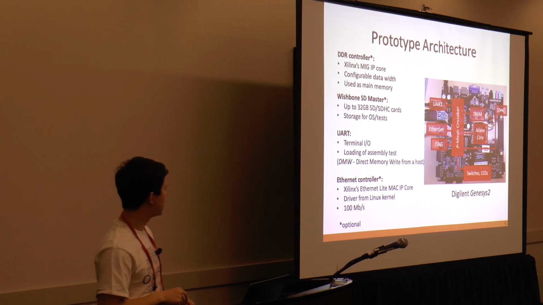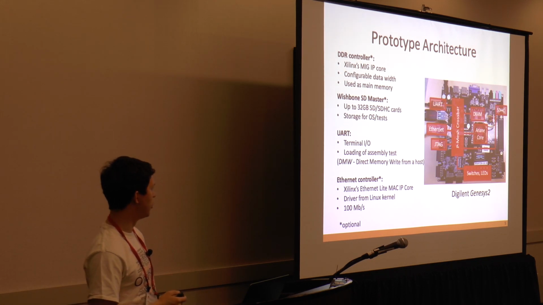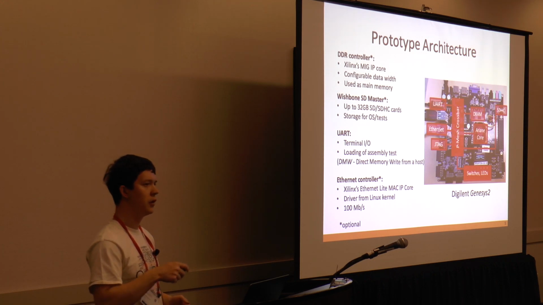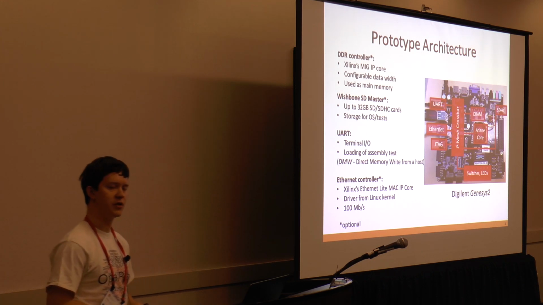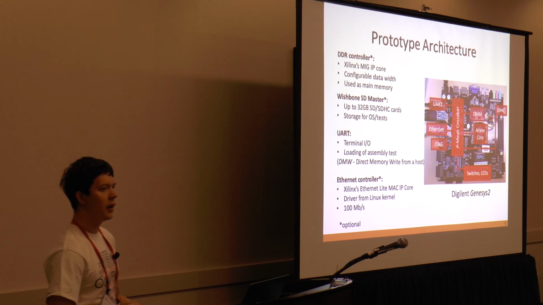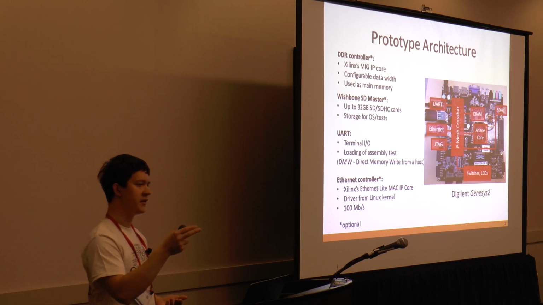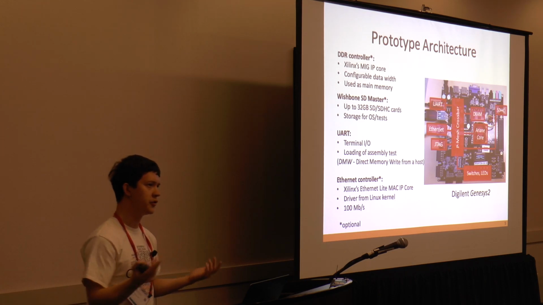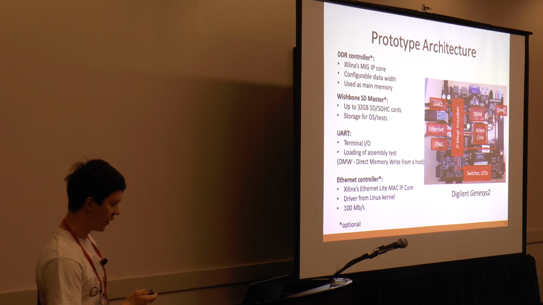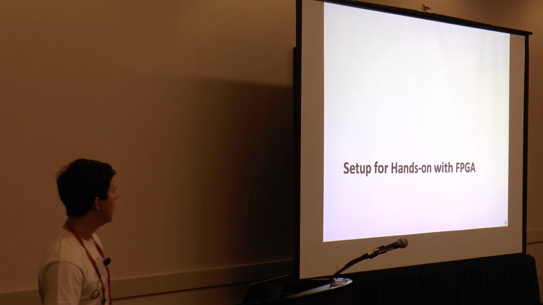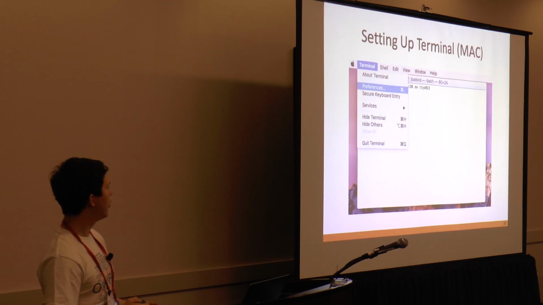And the fourth peripheral, which is also optional, is the Ethernet controller. So actually, the configuration which we will be showing has that controller, and it is connected to the switch, and you will be able to communicate with each other and play Tetris. Okay, now we know the architecture.